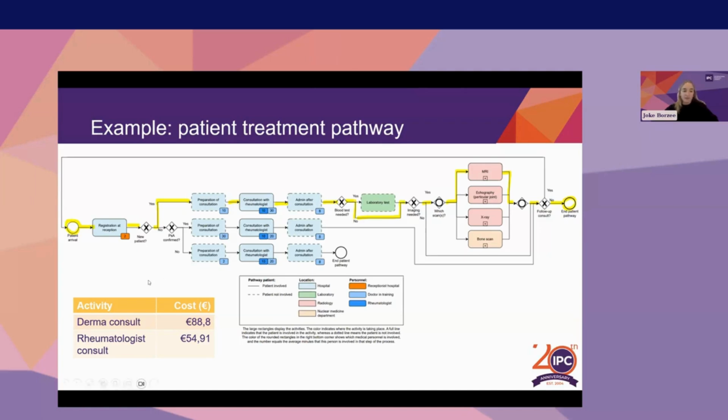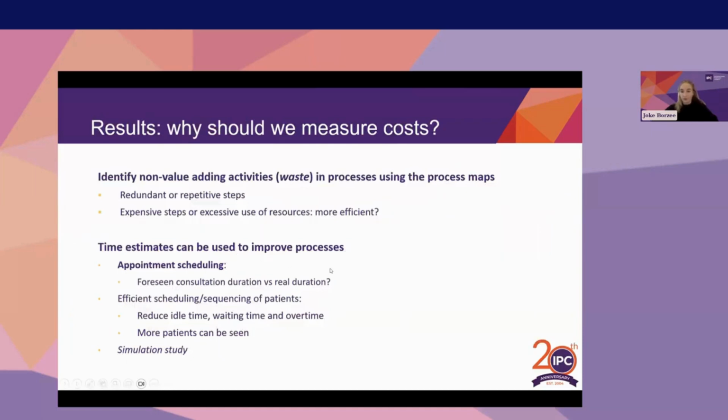But now what can we do with these costs, or how can we use them to improve processes? Well, first of all, developing these process maps is already a very efficient way to look at the different steps in a pathway, but also to identify redundant or repetitive tasks, especially if the patient needs to move through other health providers. There might be some repetition, where it might be easy to identify some non-value adding activities, or what we call waste in the process.